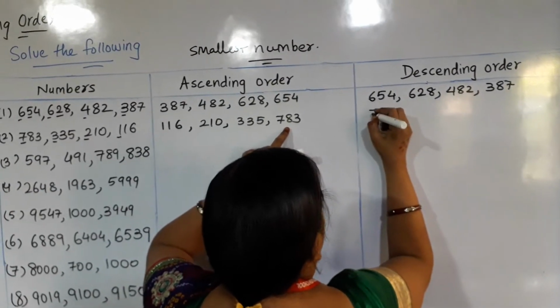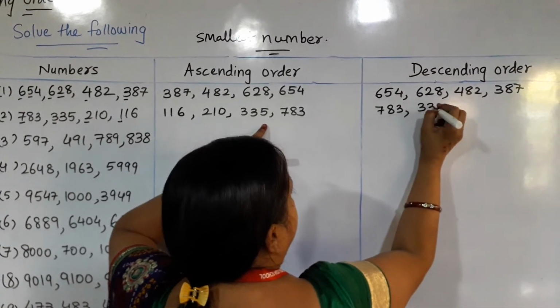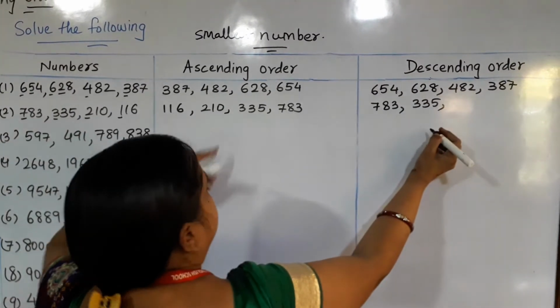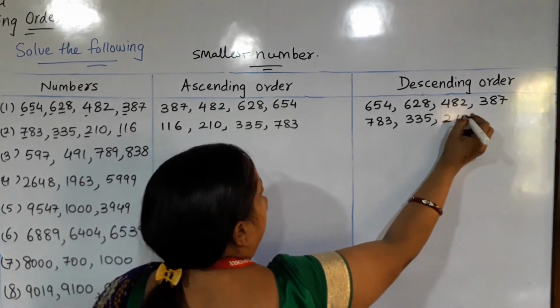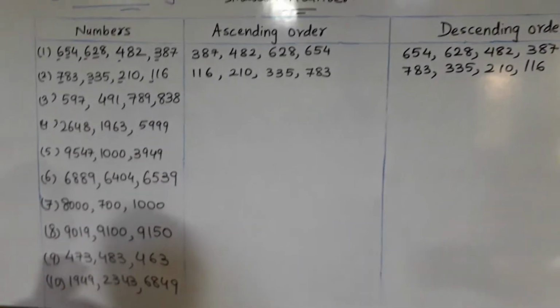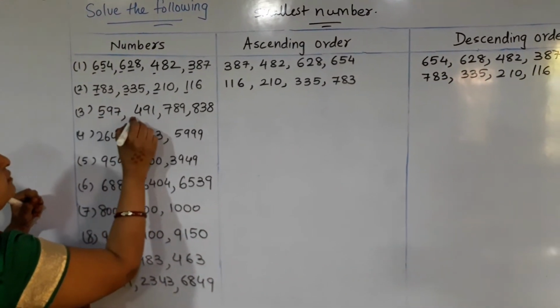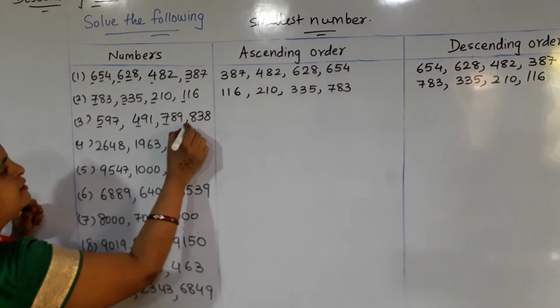And again for the descending we will go from the back side. That is a bigger number, 783. After that 335. After that 210 and 116.